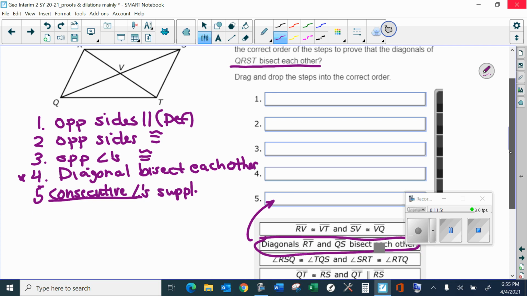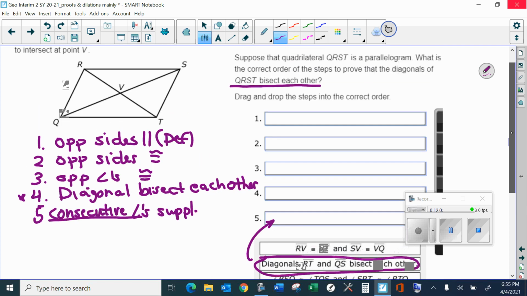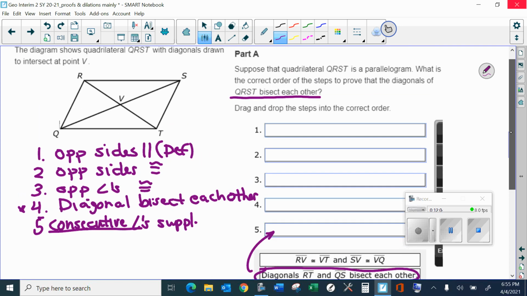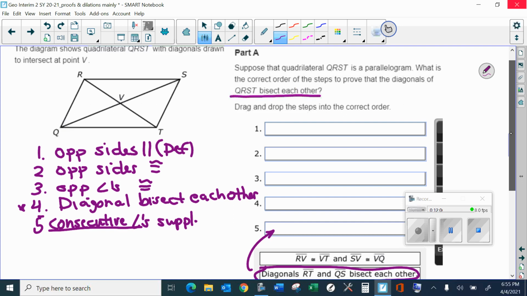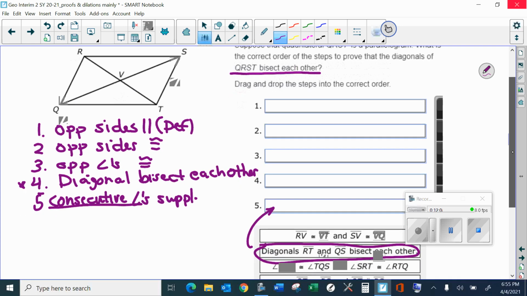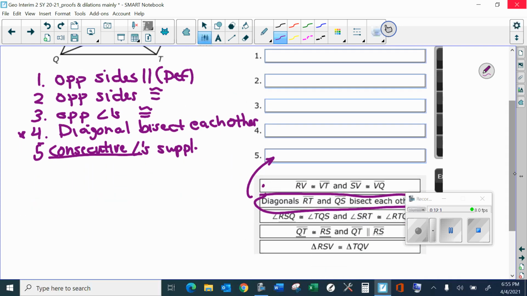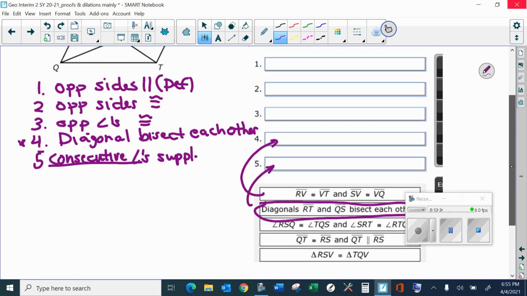So what do we have here? RV is congruent to VT. No, that's going to be the step right before what we're trying to prove. These are showing that the diagonals themselves are bisecting by splitting them in half. So that's going to be the one right before. Here we have angle RSQ is congruent to TQS.